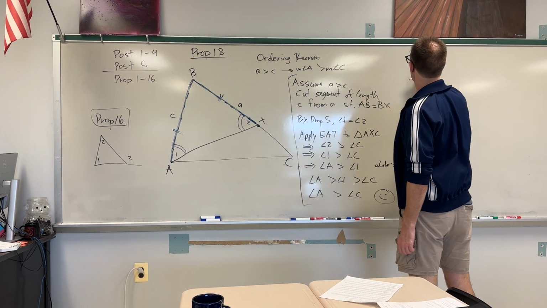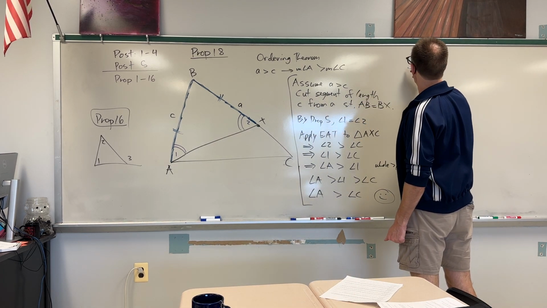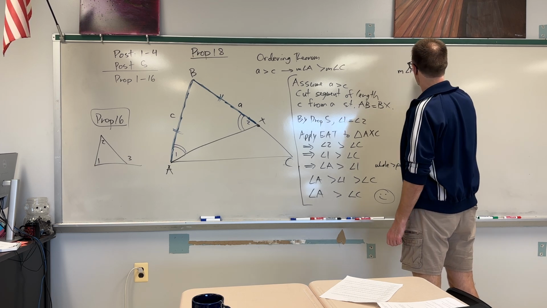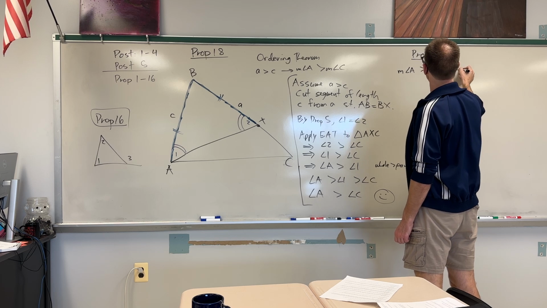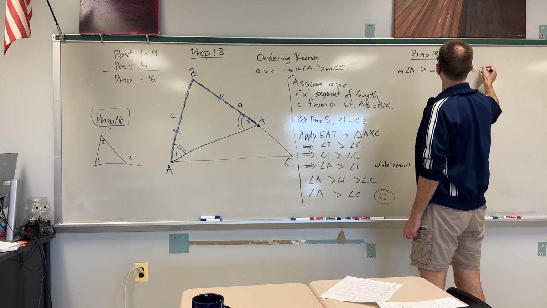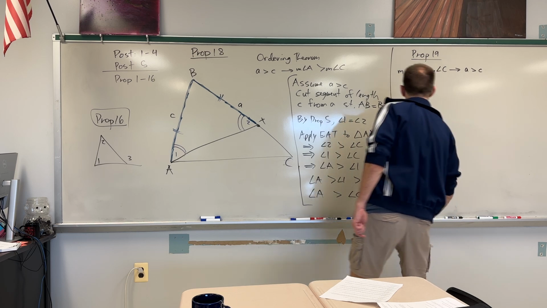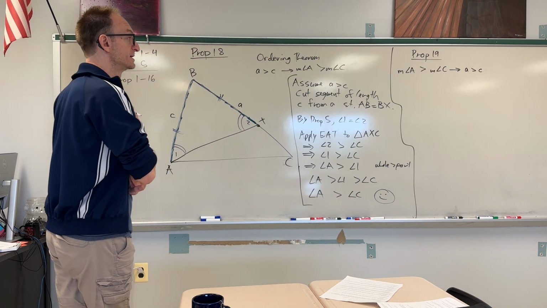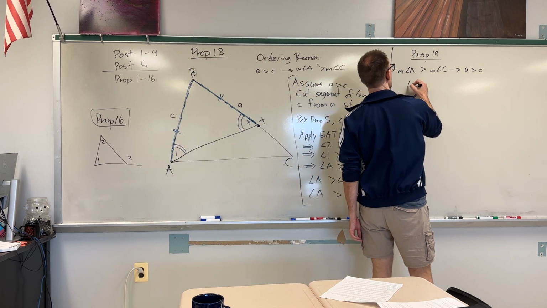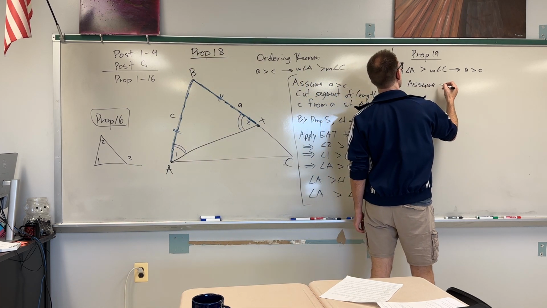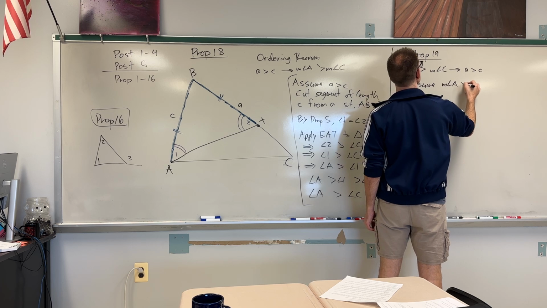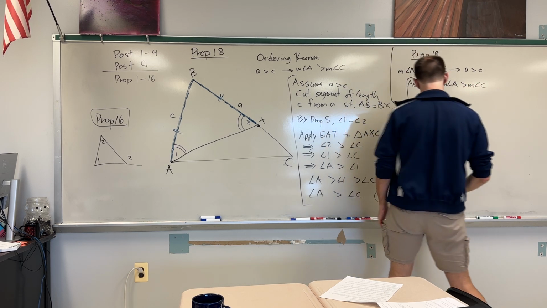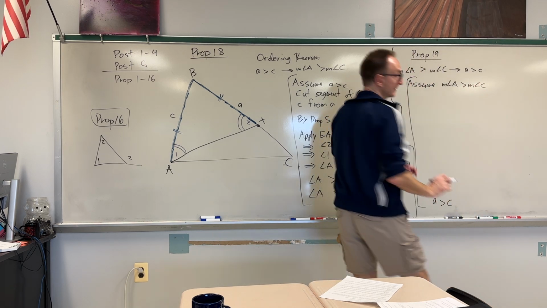So prop 19 says, same figure, suppose that the measure of angle A is greater than the measure of angle C. From this, we need to conclude that a is greater than c. Okay, but here, I want to do this without any work. So how do I do this? Let's assume that the measure of angle A is greater than the measure of angle C. And then way down here, I will try to conclude that a is greater than c.